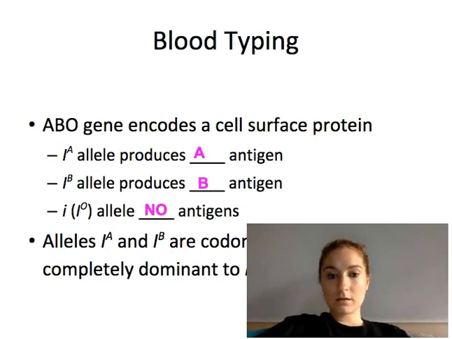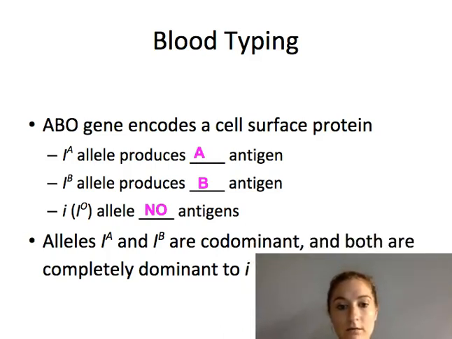So as I just said, the A, B, and O gene encodes a cell surface protein. So the A allele will produce the A antigen, B will produce the B antigen, and O will produce no antigens at all. A and B are codominant, and both are completely dominant to the i or the O phenotype.